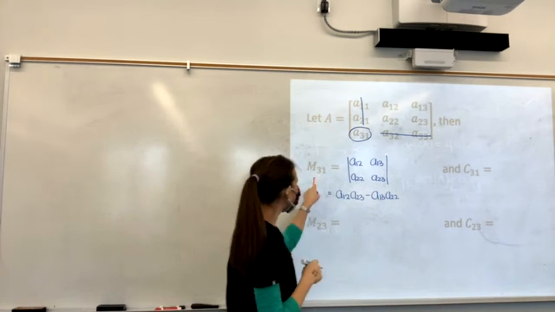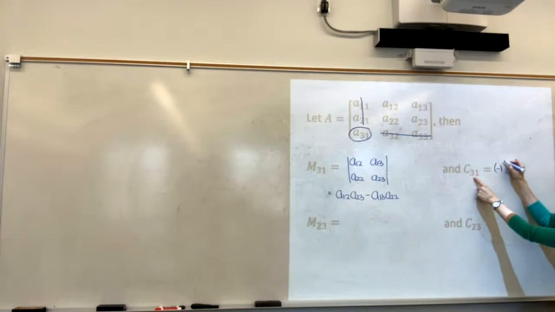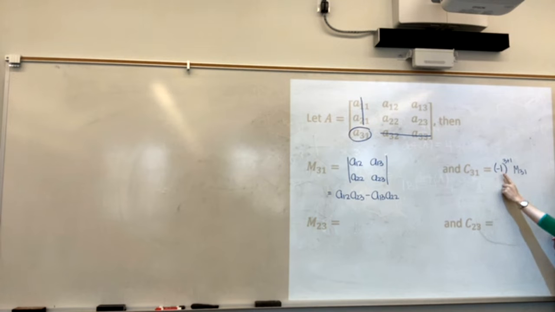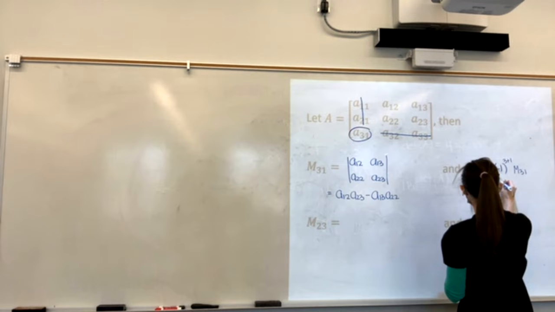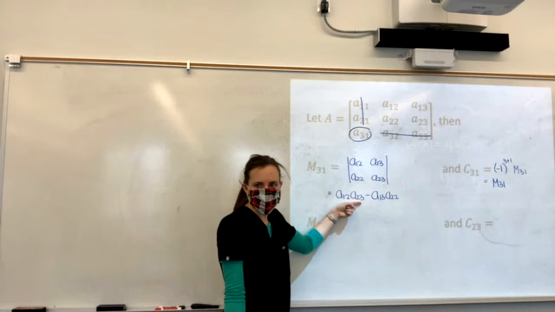Okay. Now, for the cofactor, the cofactor will be -1 to the 3 plus 1 times M31. Okay, but now this is -1 to the 4th power. So is that a -1 or a +1? A +1. So the cofactor and the minor would be equal in this case. The cofactor would also be the same number, whatever this number turns out to be.